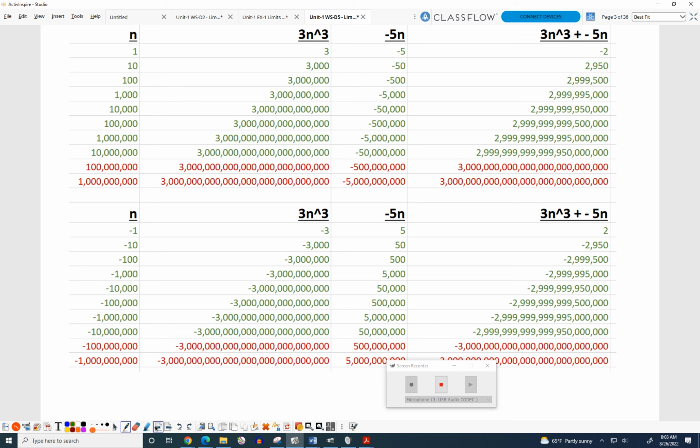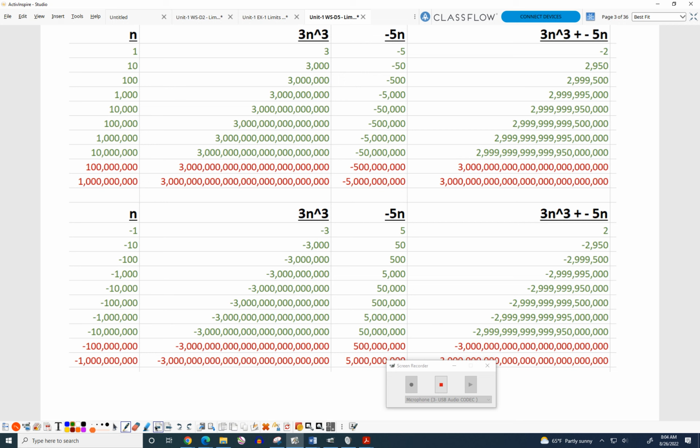Questions so far? And then I combine them. I say let's take a 3n cubed and add it to a negative 5n. And initially when n isn't really too large, we definitely have some sort of effect due to the negative 5n. But you should see that that negative 5n's effect is really not very significant. In fact, once you get to here, Excel just refuses to even pay attention to it.